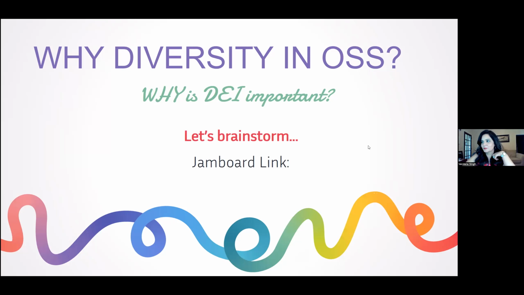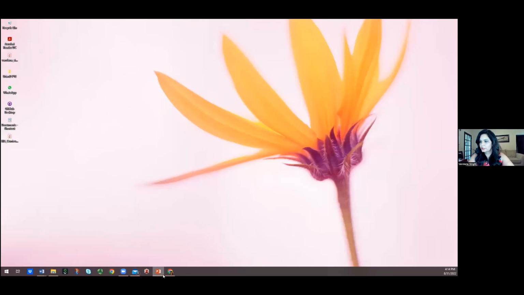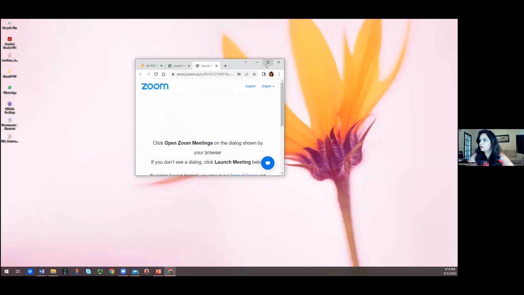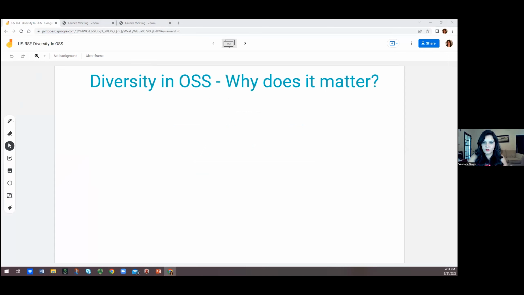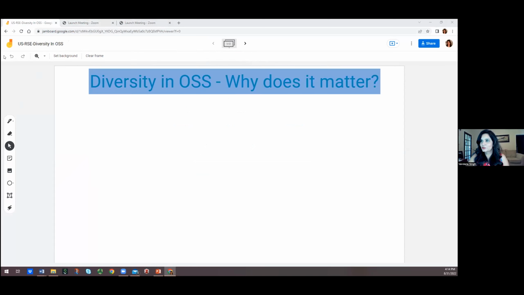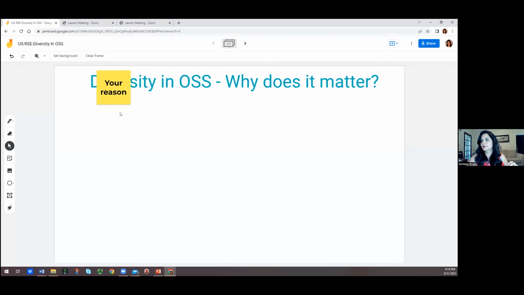So let's come up with some ideas here. I will share a Jamboard link with you all, and then I would like to pull that up here and have you all participate with me. So I'm going to post this in the chat. If you click on that link, it will take you to the Jamboard. Can you all see the Jamboard that I have open? Can you see my screen? Yes, we can. Okay, perfect. So what you can do here is click on the post-its, and then type in your reason, right? And then you save it, and then it automatically gets here.